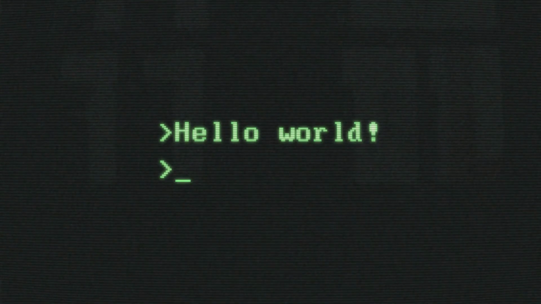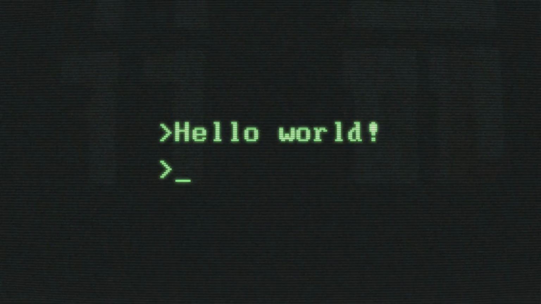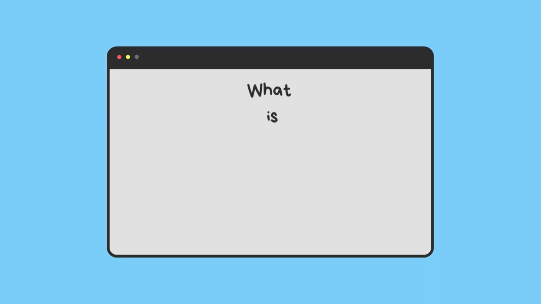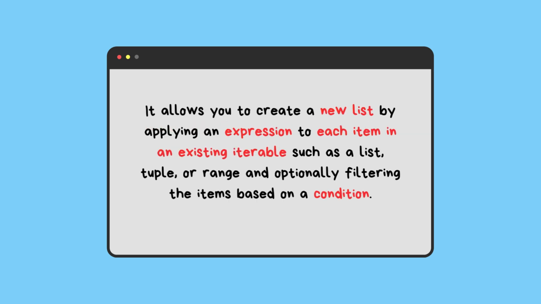Today, we're diving into a super cool topic, list comprehension. You might have heard of it before. So what exactly is list comprehension? List comprehension is a concise and powerful way to create lists in Python. It allows you to create a new list by applying an expression to each item in an existing iterable, such as a list, tuple, or range, and optionally filtering the items based on a condition.